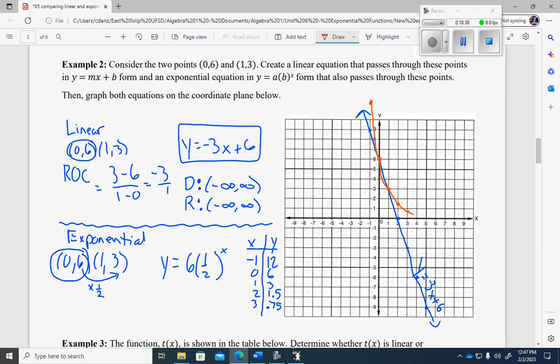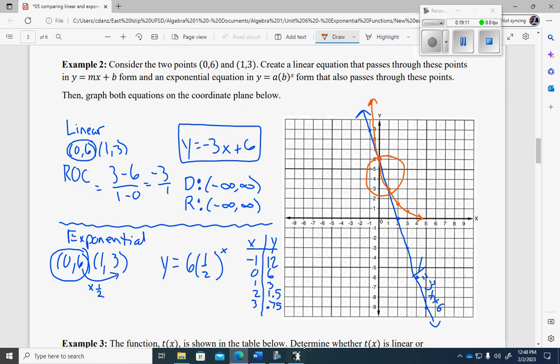Now remember, this gets closer and closer, but never hits 0, because there isn't any half to any power that equals 0. Whenever you draw a linear and an exponential function on the same graph, right in this area here, it's never going to be one on top of the other, because an exponential function is curved while a linear function is straight. So you could always see a little bit of difference in it.